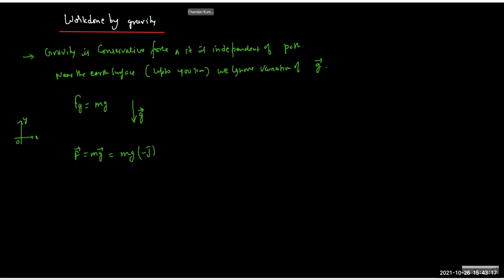So no matter which path you choose, you can choose any random path. Let's say an object is thrown and it is moving this way. If you go from A to B, during all points of the journey, let me make it a nice curve because this is not too far.